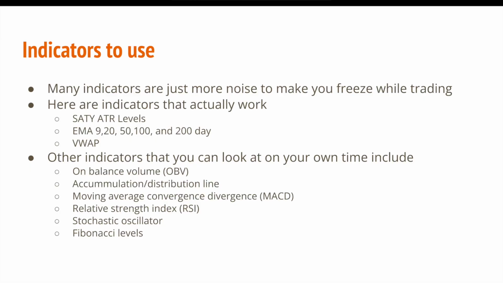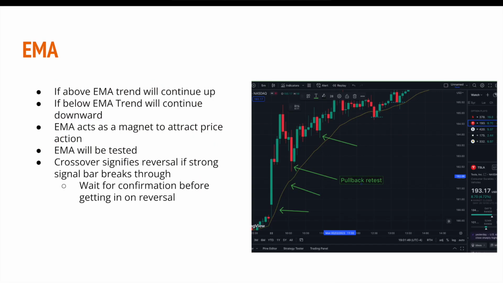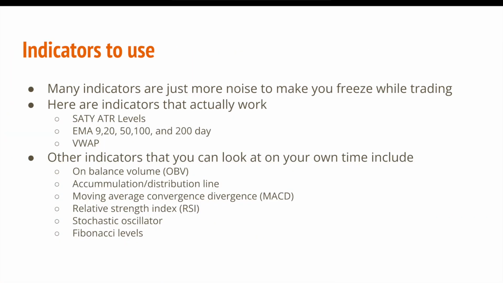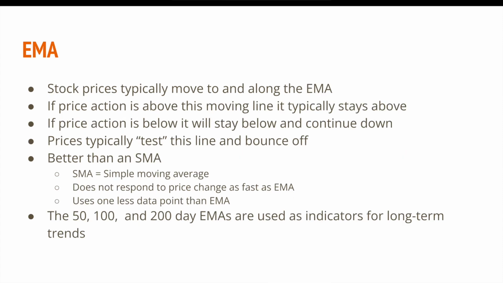Many indicators are just more noise to make you freeze while trading, but here are some indicators that actually really work pretty well, especially when you're day trading and swing trading on the short-term time periods. The Saudi ATR levels, EMA, so that's the 9, the 20, the 50, the 100, and the 200, which are exponential moving averages, and VWAP, which is the volume weighted average price. Other indicators that you can look at on your own time include OBVs, accumulation distribution lines, the MACD, RSI, stochastic oscillator, Fibonacci levels.